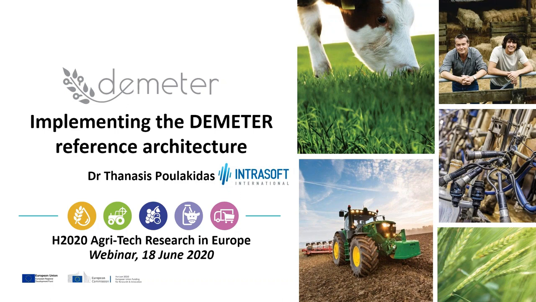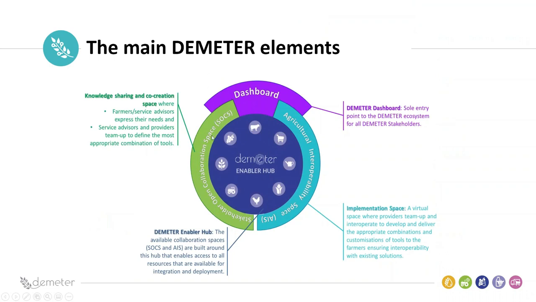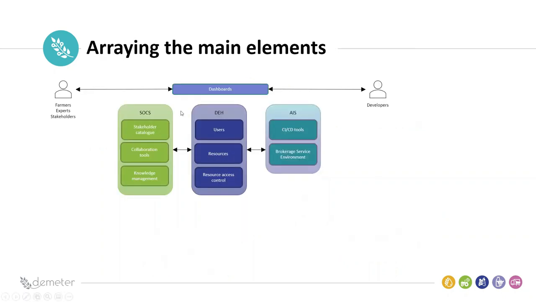I will show how all these items, elements and concepts that we defined in the reference architecture of Demeter, we go about implementing them and taking them further towards the piloting. As also shown by Ioana, on the left-hand side we have the collaboration space for all the stakeholders, on the right-hand side the integration space for the developers, and the hub in the middle with all the interfaces on top. In this picture you also see what they mainly include.